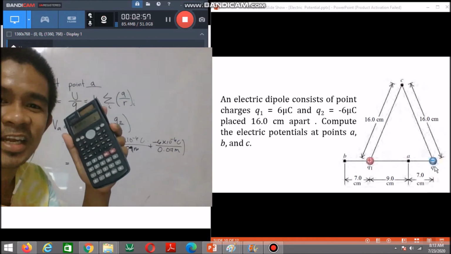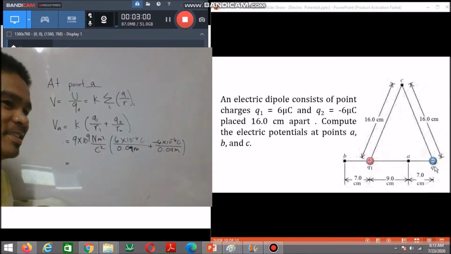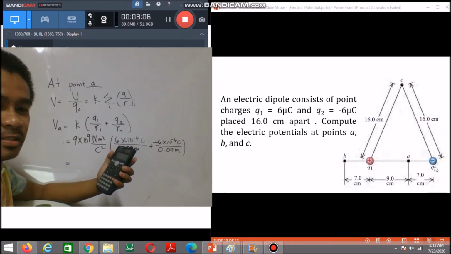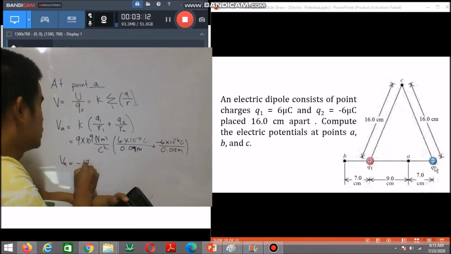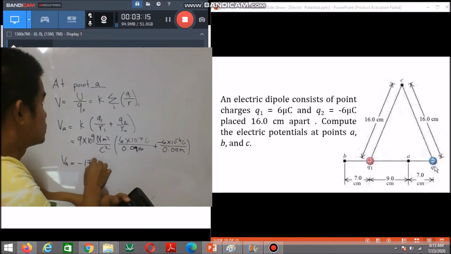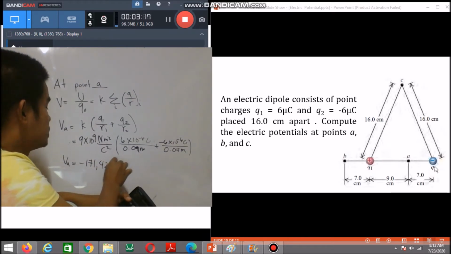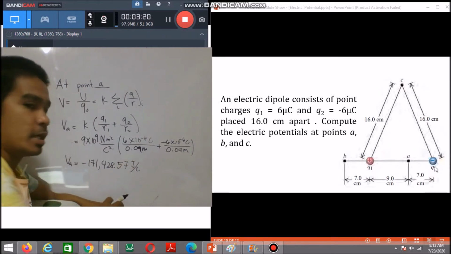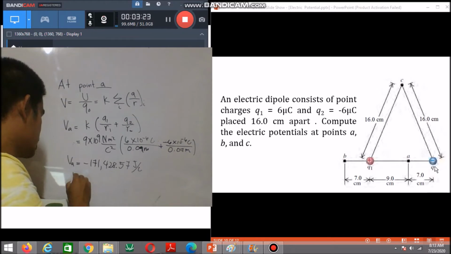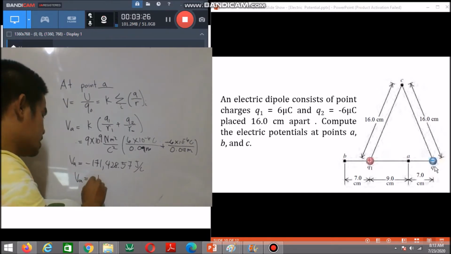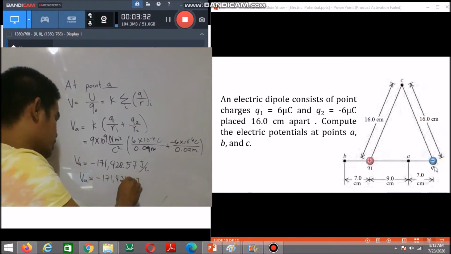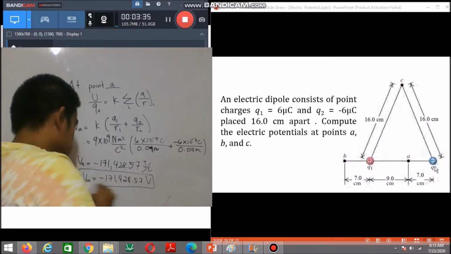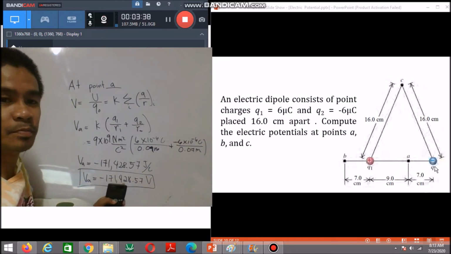So we'll compute using a calculator. The potential at A is equal to negative 171,428.57 joule per coulomb, and 1 joule per coulomb is 1 volt. So the electric potential at point A is negative 171,428.57 volts. So this is the electric potential at point A.